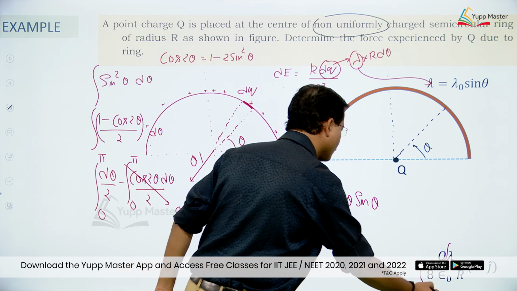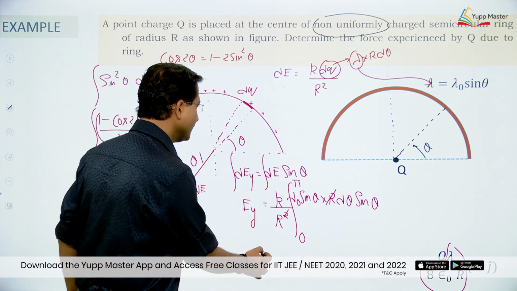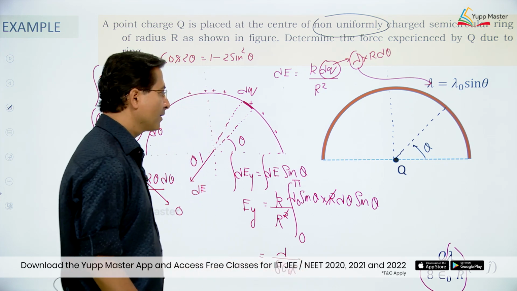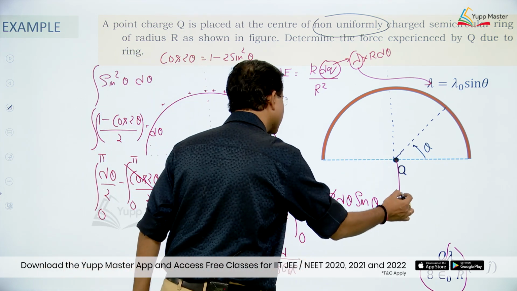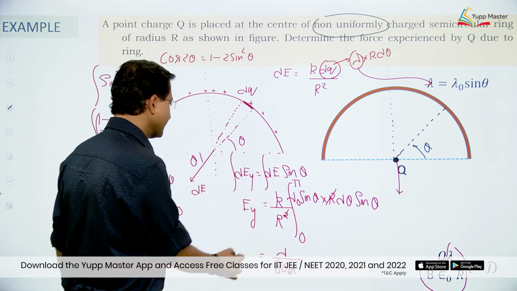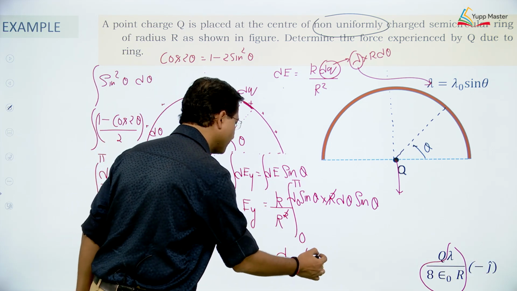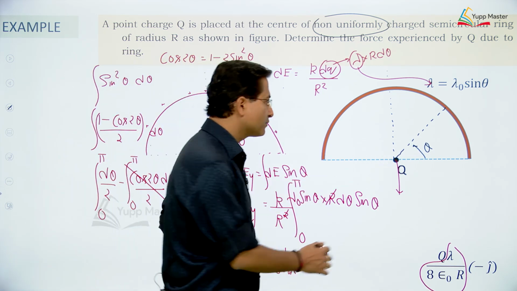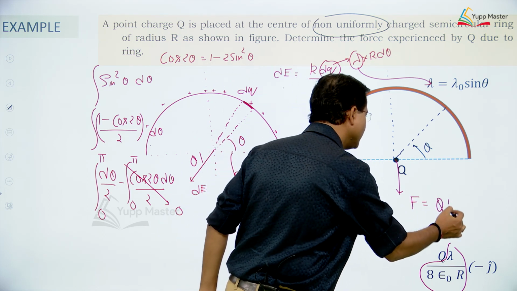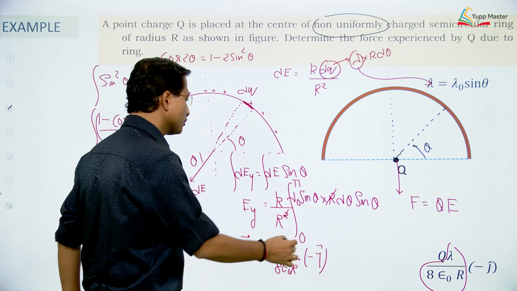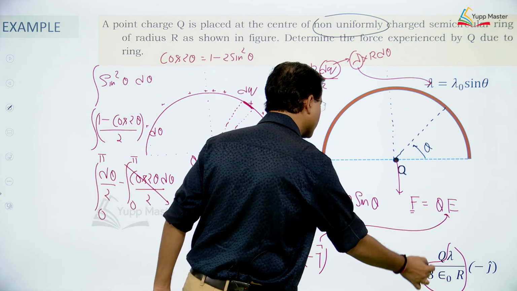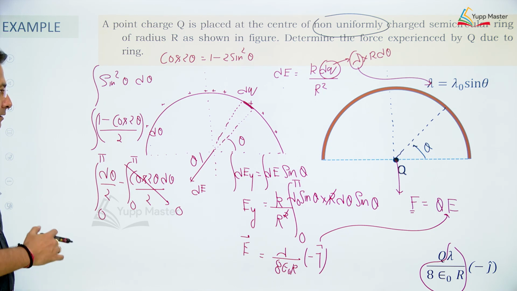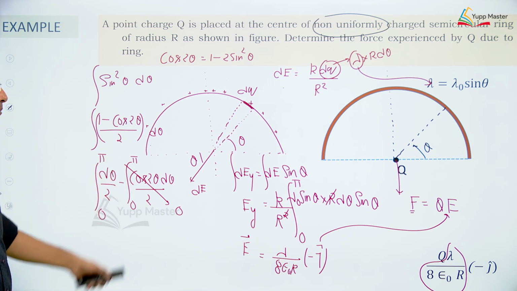This is the field. The field is coming after simplification and the direction is in this direction, that is why we are writing in vector form, minus j cap. If I keep this charge in this field, then the force experienced will be F equals Q into E. Substituting the value of E over here, I will get the value of force. I hope this example is also clear.